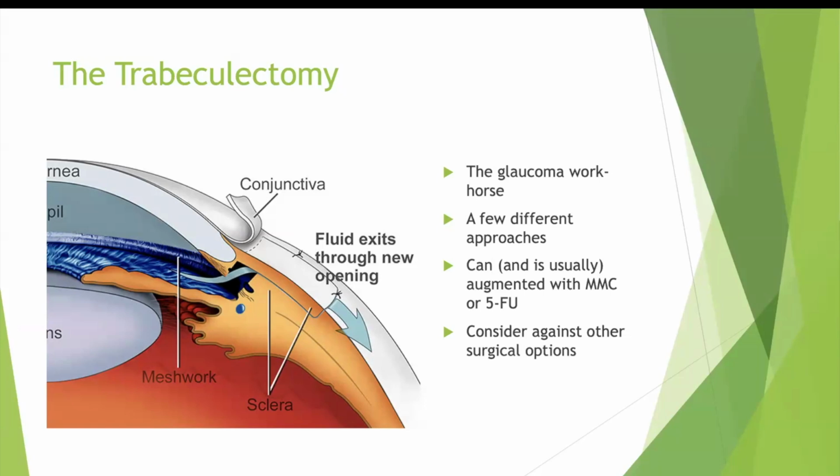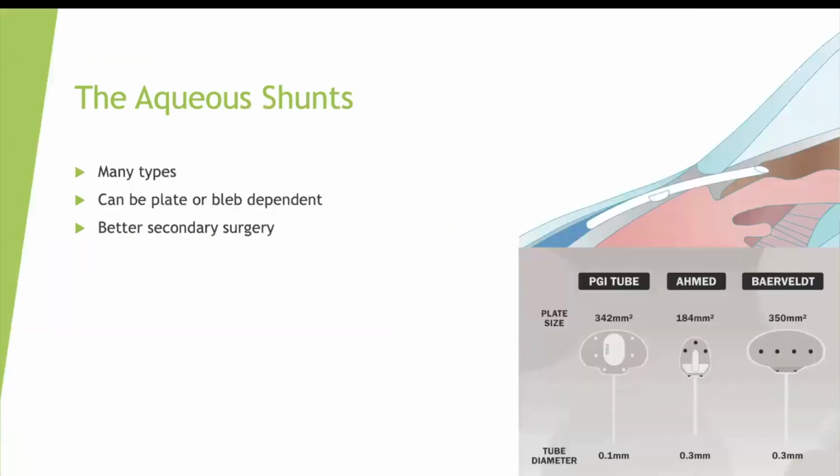Then you've got your shunts. And again, there are loads of these. The most common ones you'll probably find in the UK are, for example, a Paul tube. The Ahmed is probably more common in the US. I've not actually seen the Ahmed in the UK, but usually it's the Paul and the Baerveldt.